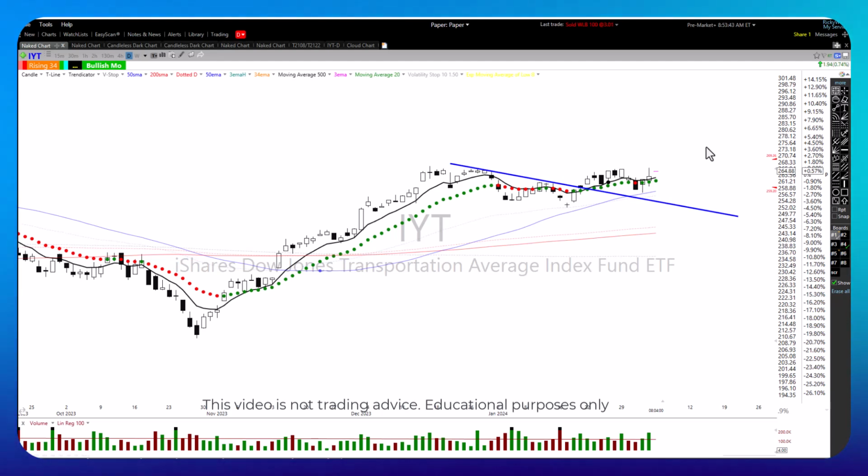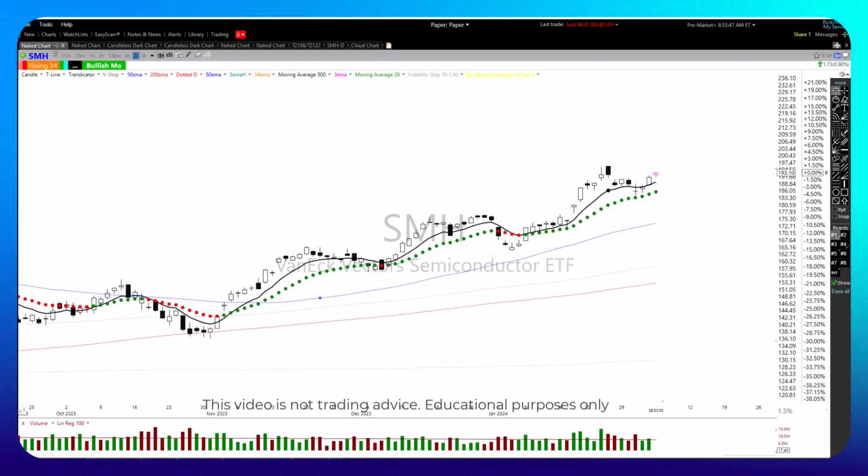Let's look at SMH. Try that again. There we go. SMH is much like the transports. When the bulls have control of SMH, they have control of a lot. So right now, I have a hard time seeing where the bearishness is.